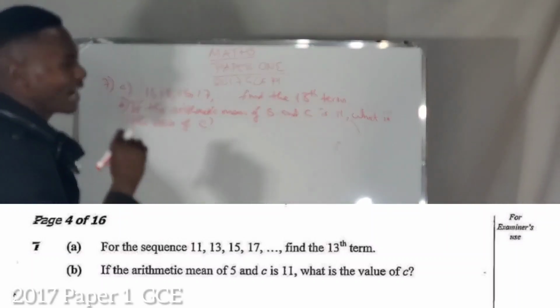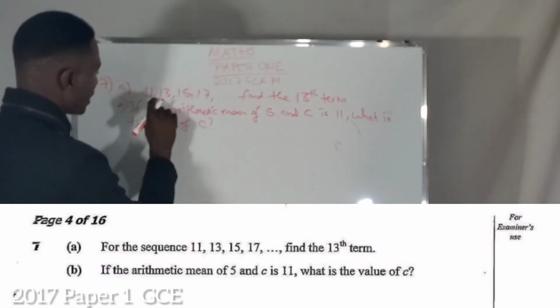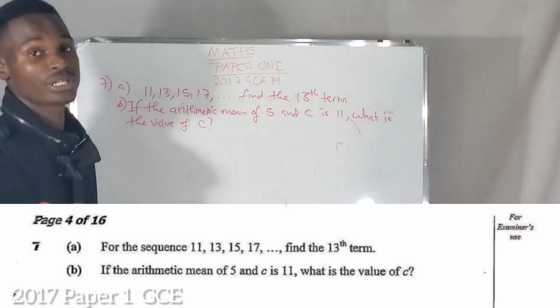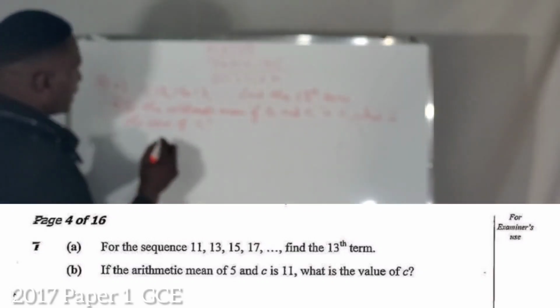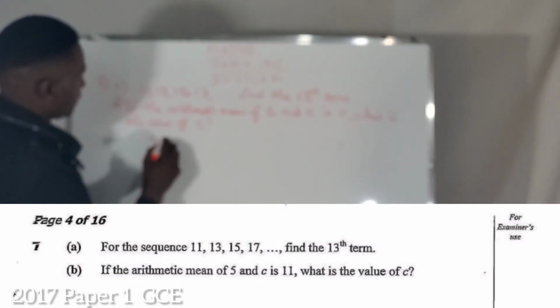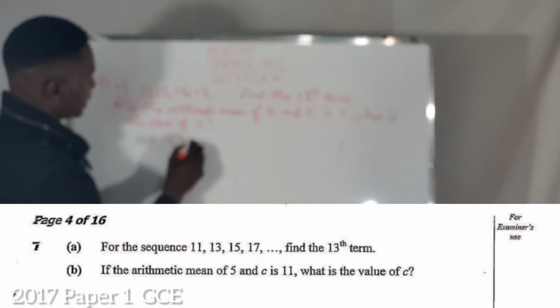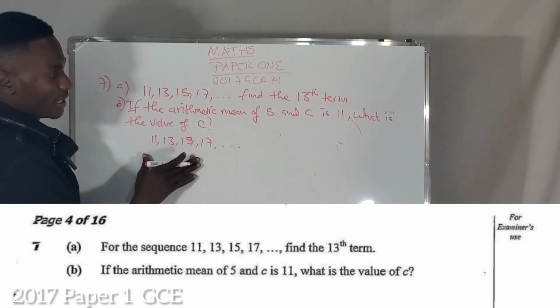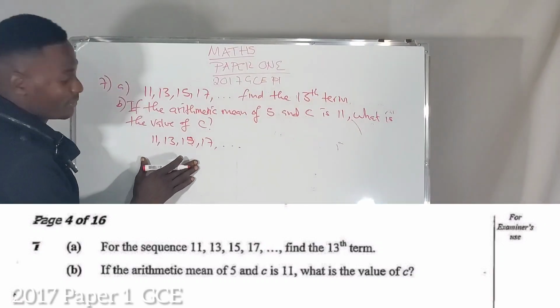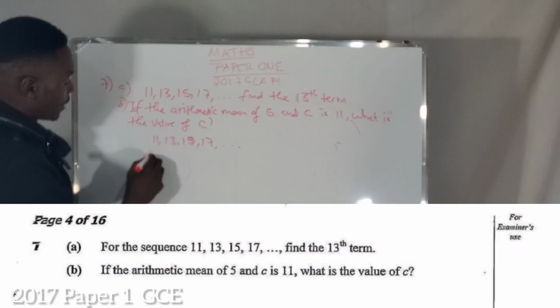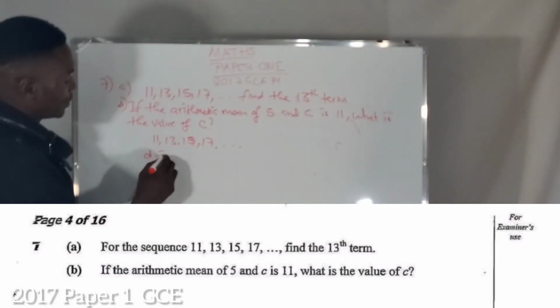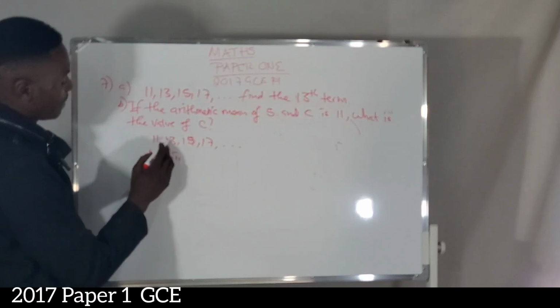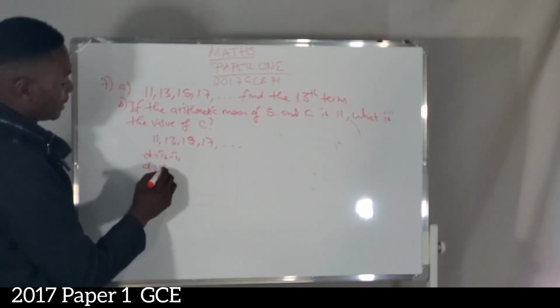Now, how can you know that this one is arithmetic progression or geometric progression? It is arithmetic progression if there is a common difference. 15, then 17, and so on. If there's a common difference, let's find the common difference, if at all we can find it. Common difference is equal to T2, term number 2, minus term number 1.